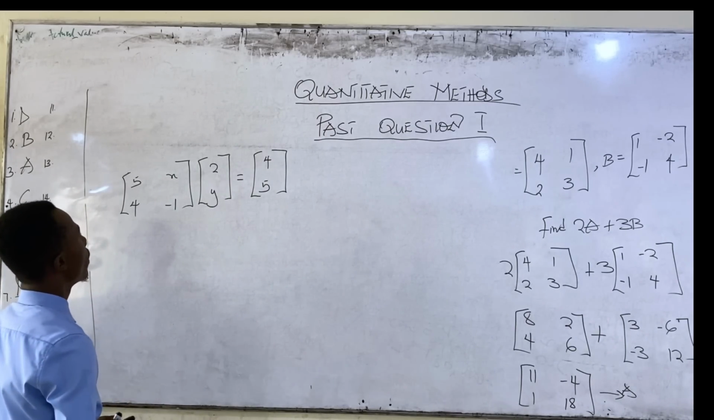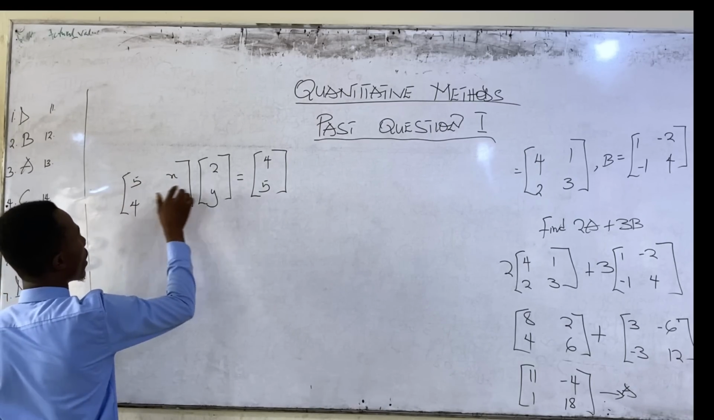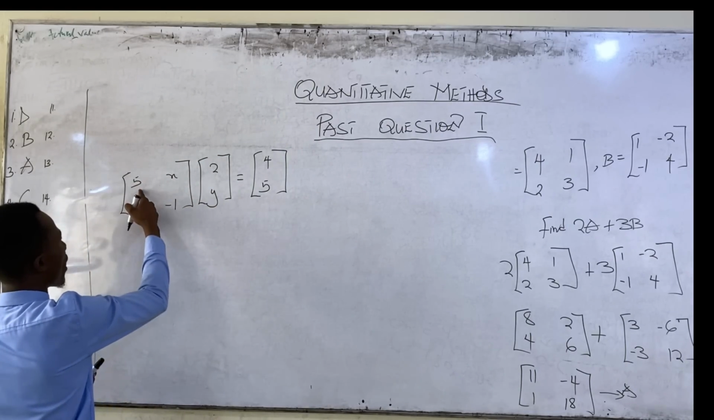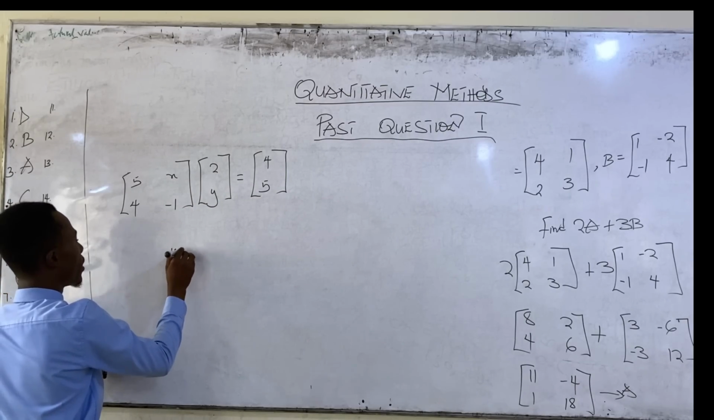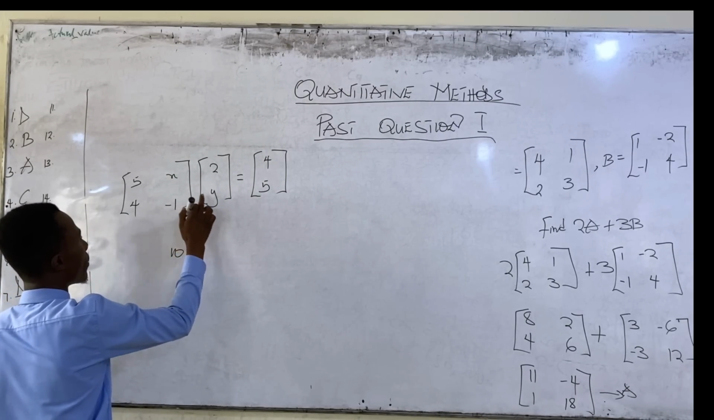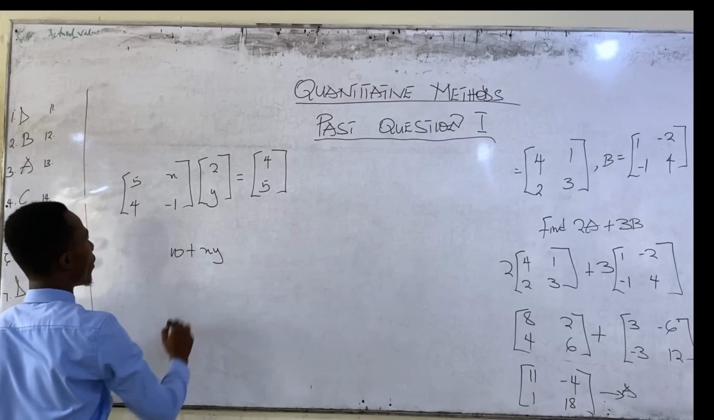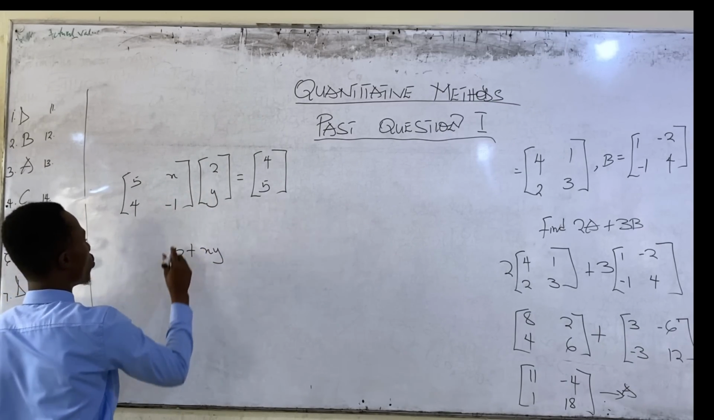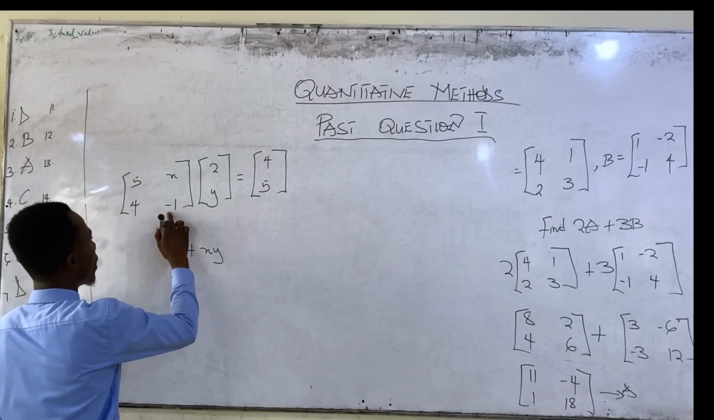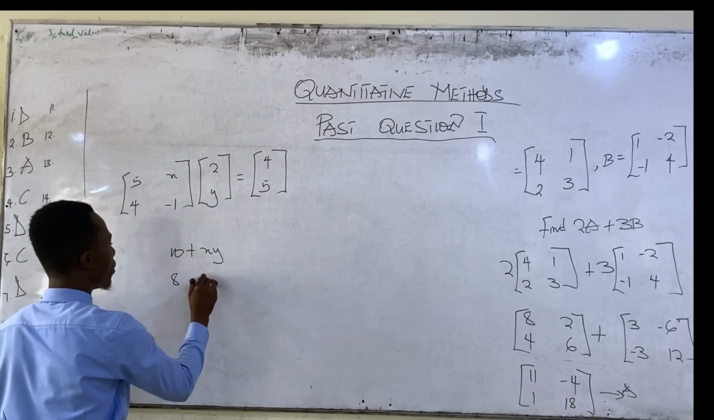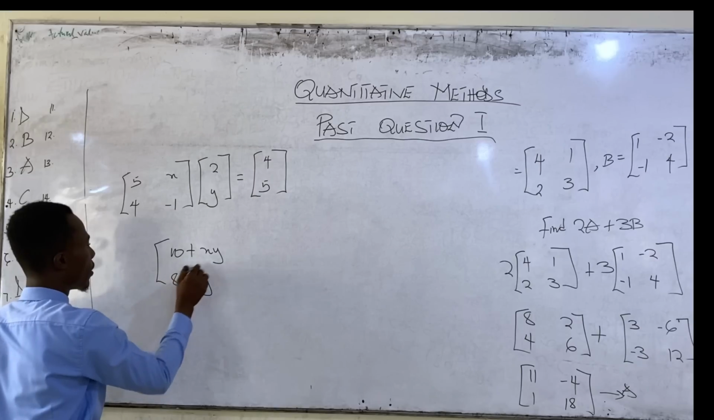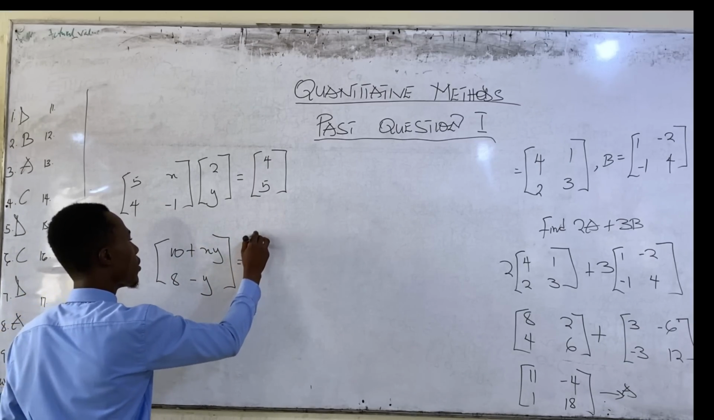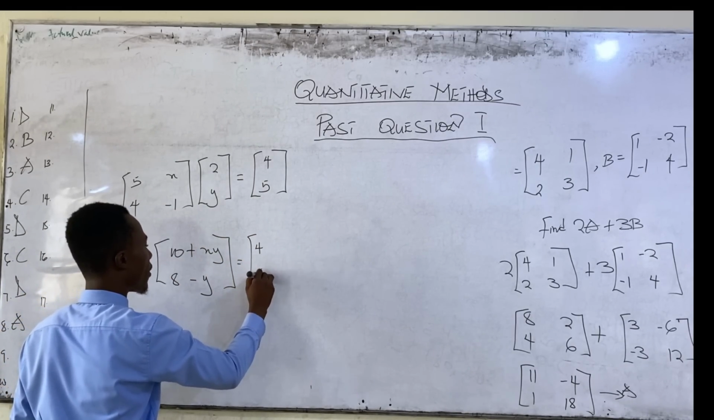Okay. So if you take this and you multiply it by this, so 5 times 2 will give you 10 plus x times y will give you xy, right? You are done with the first part. You come here, 4 times 2 will give you 8, and negative 1 times y will give you negative y. Okay, you are done with the simplification. So you have 4 and 5 here.